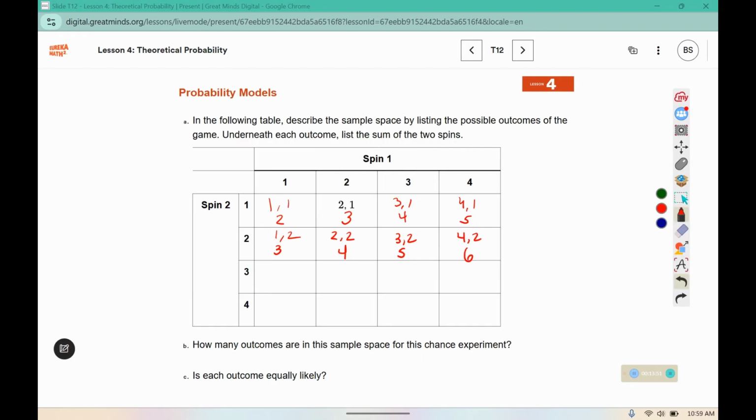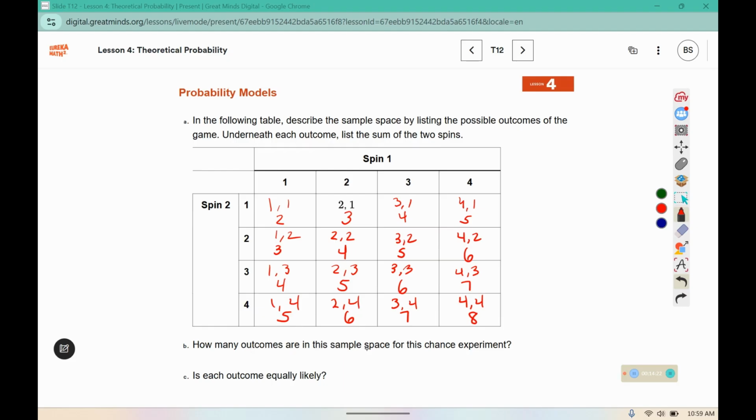We could roll a 1 and a 3 for a sum of 4, a 2 and a 3 for a sum of 5, a 3 and a 3 with a sum of 6, or a 4 and a 3 with a sum of 7. 1 and 4 for a total of 5, 2 and 4 for a total of 6, 3 and 4 for a total of 7, and 4 and 4 for a total of 8.